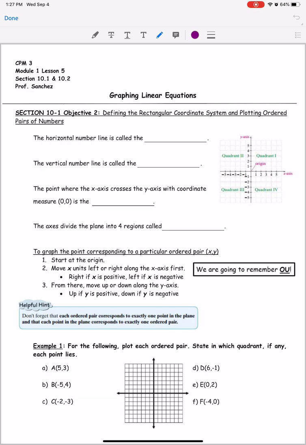So the first thing is we've got a couple definitions we need to go over. The horizontal number line, that is called your x-axis. And so you can see your x-axis right here. So it's this horizontal thick black line that's going horizontally. So then your vertical line is called your y-axis. So y-axis here, and so there's your y, that other thick black line. The point where the x-axis crosses the y-axis with a measure 0, 0, this is called your origin. So origin right here in the very center in the middle.